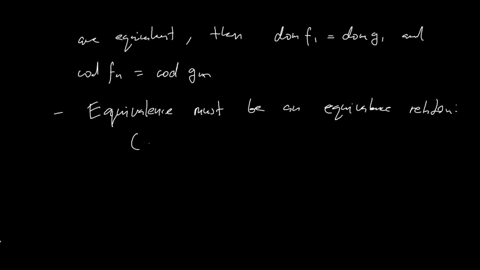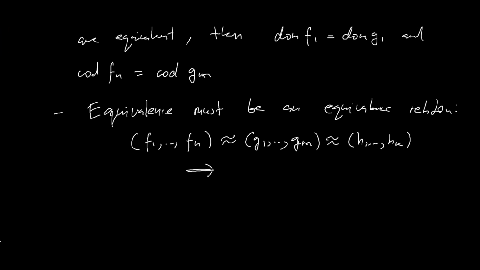So if I have one path, F1, Fn, and if I've got one path and that is equivalent to another path, right? And that is further equivalent to a third one, then probably I want to be able to conclude from this that the first path is equivalent to the last one, right? Would you agree that this is a natural requirement?